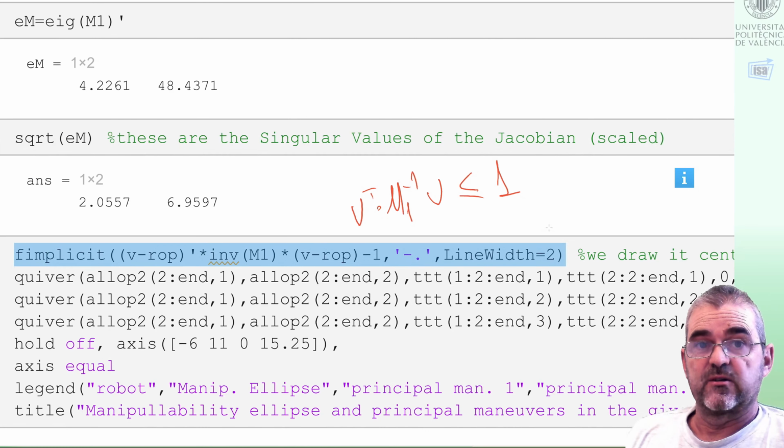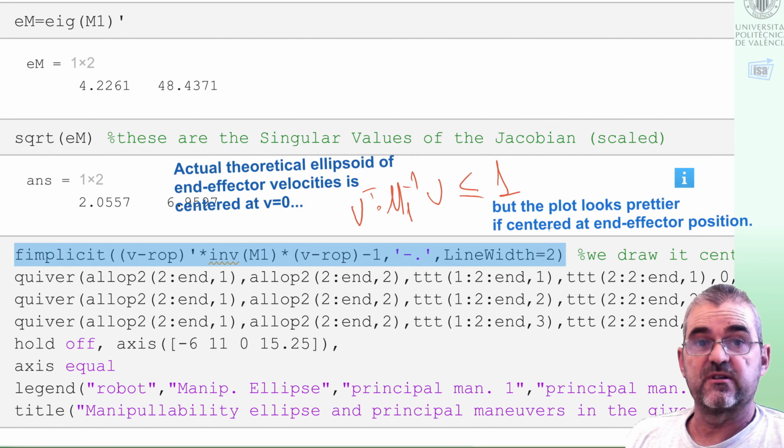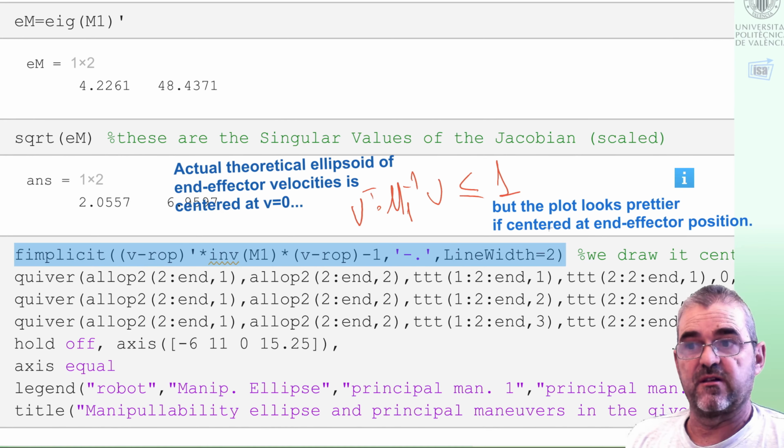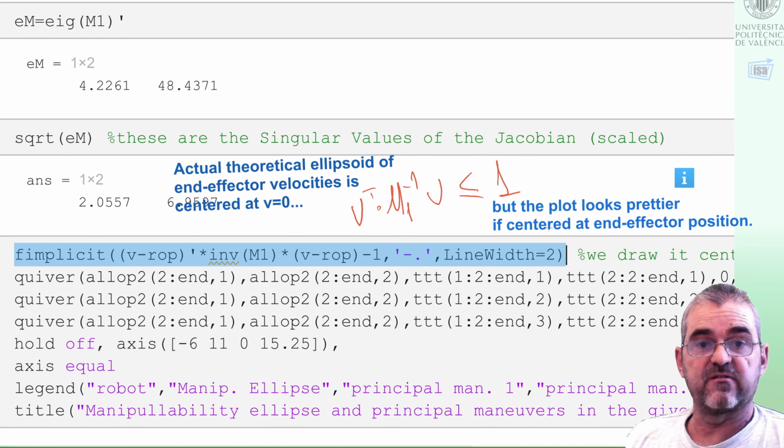So this line draws such an ellipsoid centered in the end-effector. Rop is the R position of the end-effector at the operation point, the pose selected. I mean, this is just cosmetic, okay? The velocity ellipsoid is centered at 0, but putting that ellipsoid at the end-effector somehow gets a pretty picture, because we are speaking about end-effector velocities.